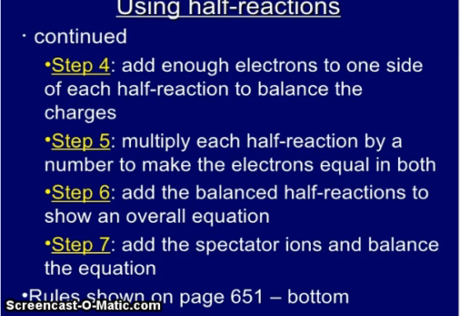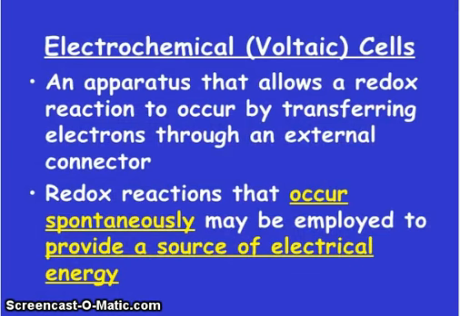Step 4, add enough electrons to one side of each half reaction to balance the charge. Step 5, multiply each half reaction by a number to make the electrons equal in both. Add the balanced half reactions to show an overall equation. Add the spectator ions and balance the equation. You will find this in your book.